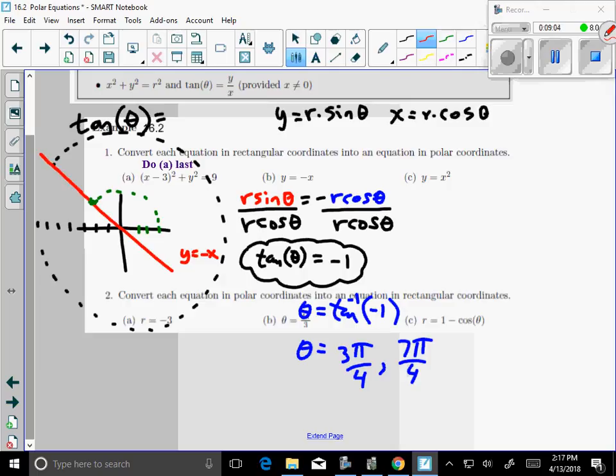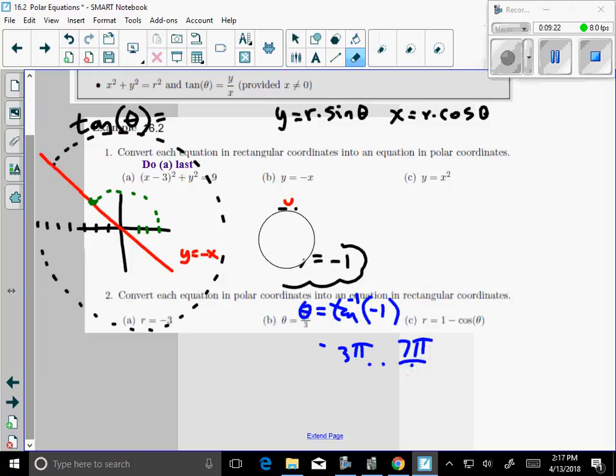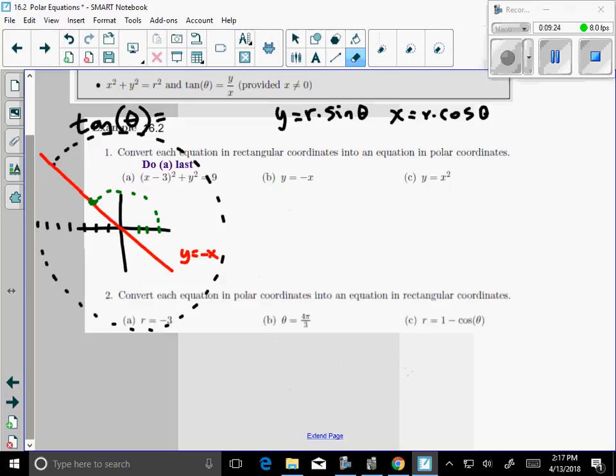It's pretty cool. I can write a polar function that will land on that rectangular function every single time. But there's no r involved because it doesn't matter what r is. Right? Okay, let's look at another one here. I want to look at part C. This one's really cool. What does y equals x squared look like? A parabola.